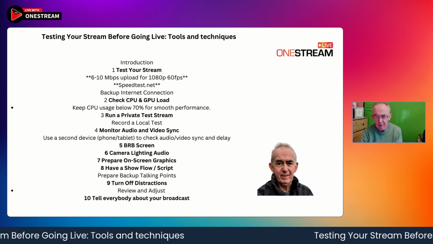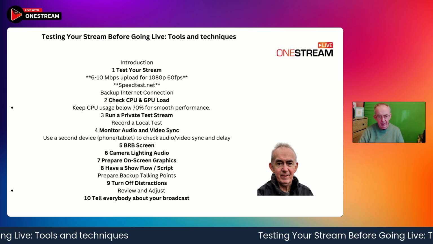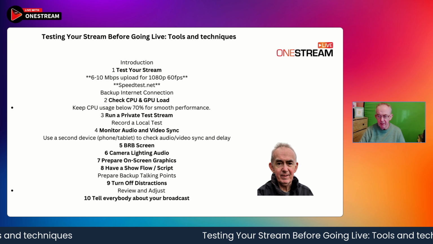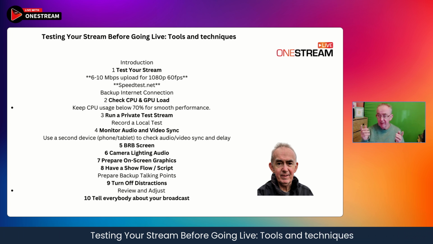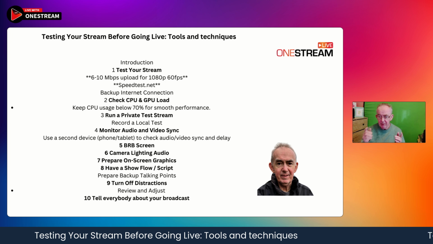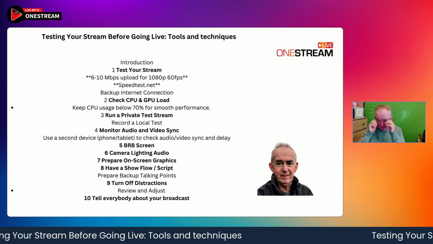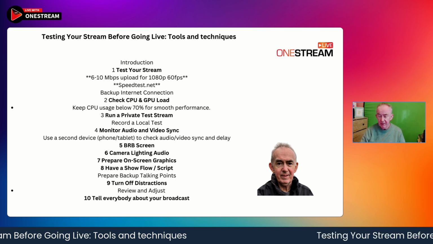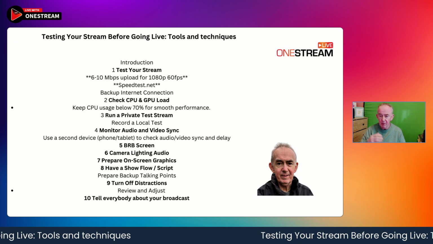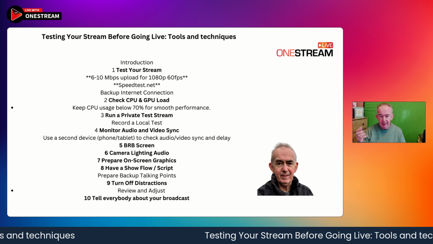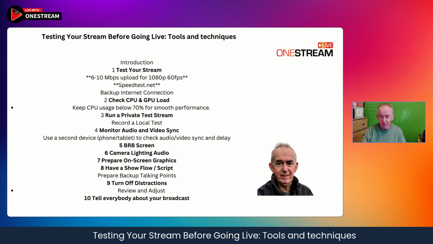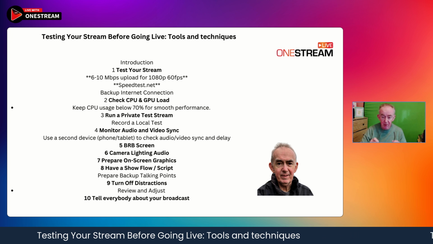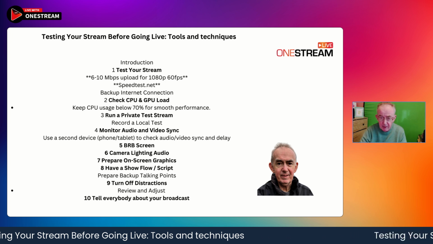Run a private test stream. Whatever you're doing, once a week at least, run a private test stream, and that can be just by recording it, or it can be by going live. If you go live to YouTube, you can broadcast to YouTube and then afterwards watch it, set it private and make sure that everything's working. That's what you're trying to do before you actually do your real live broadcast.